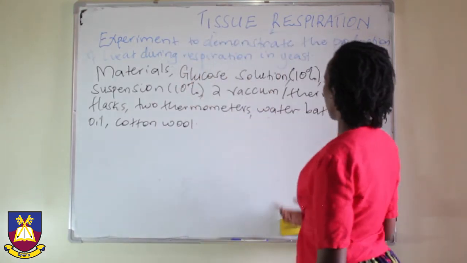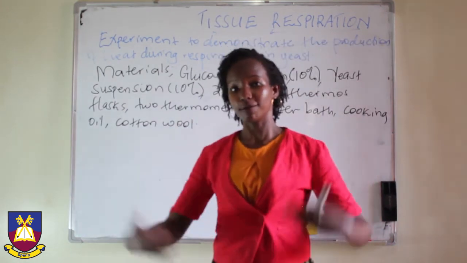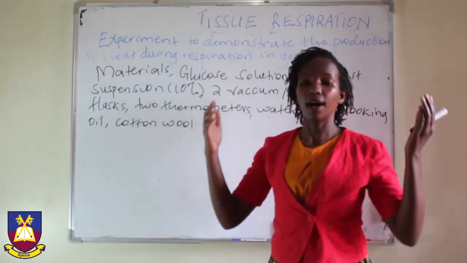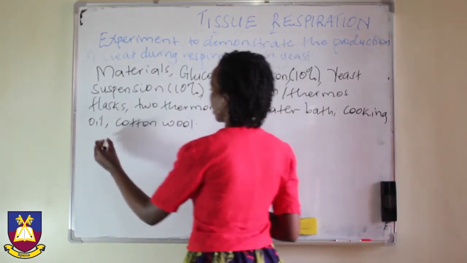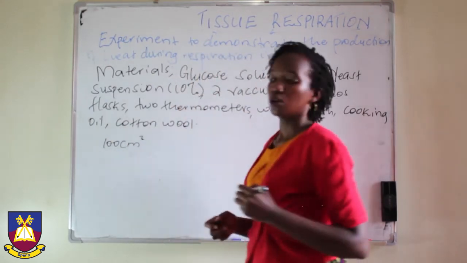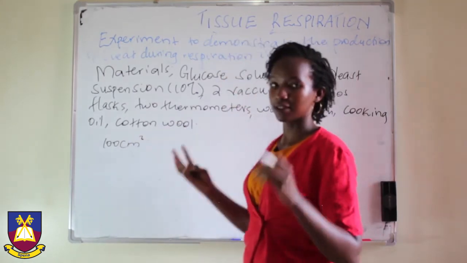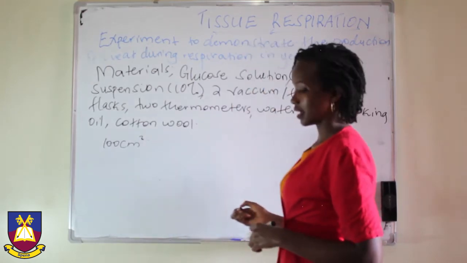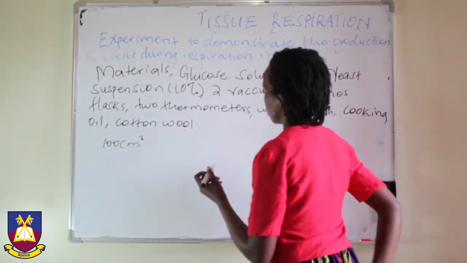So we boil the glucose solution to drive out air. Let it cool. After letting it cool, pour half of the glucose solution. We had 100 cubic centimeters, so we pour half of it into either flask, that is 50 cubic centimeters into either flask. And then after that, add small quantities of oil on top.